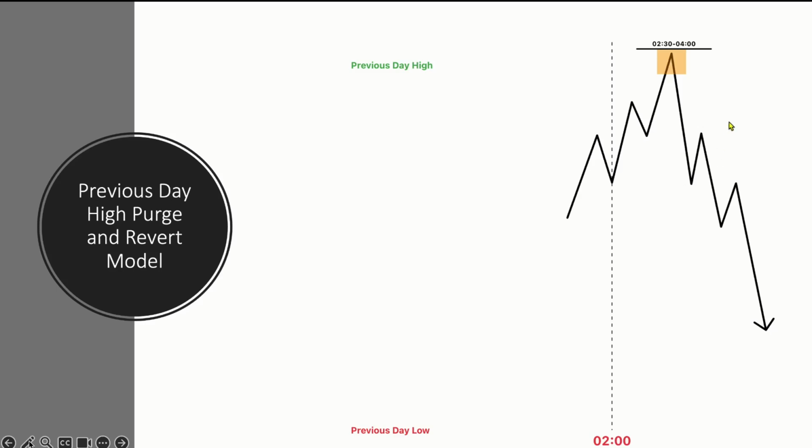This is a rather simple model that can be spotted quite easily when we take a look at previous day highs and how London trades above them. This scenario sets up a classic sell day in which London creates the high of the day, it expands lower, the AM retraces and then continues the London trend towards that higher time frame objective.